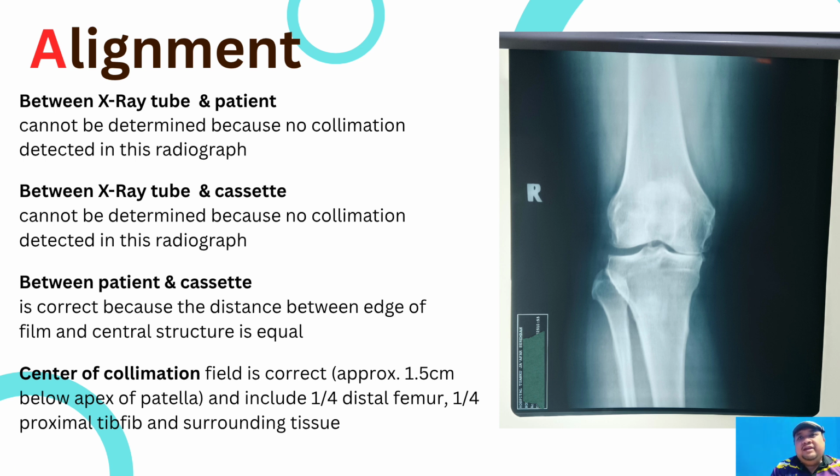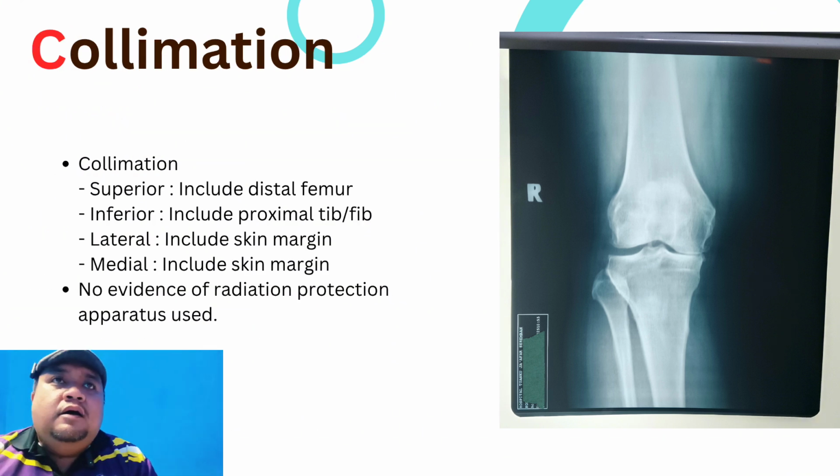Here, what we can confirm is that the patient appears well aligned with the image receptor. I say so because the distance between the knee joint and the lateral edges of the film is equal. The anatomy is centered, showing good midline positioning. This tells us that the patient was not rotated or shifted off center during the exposure. The central ray appears correctly centered at around 1.5 centimeters below the apex of the patella, which is ideal for knee AP projection.